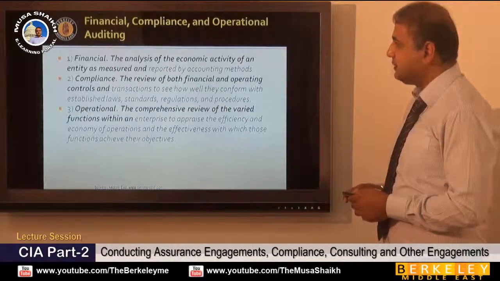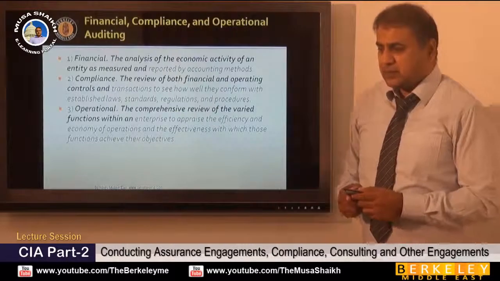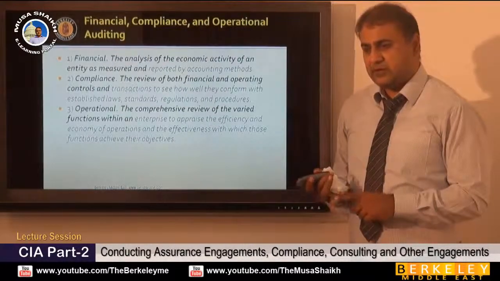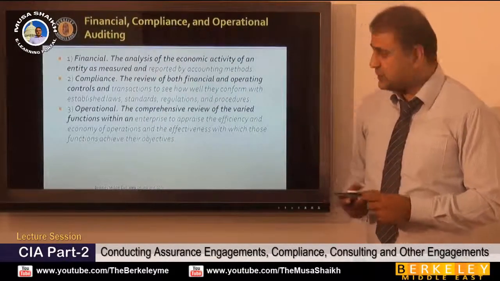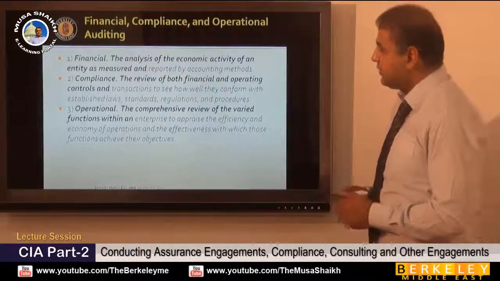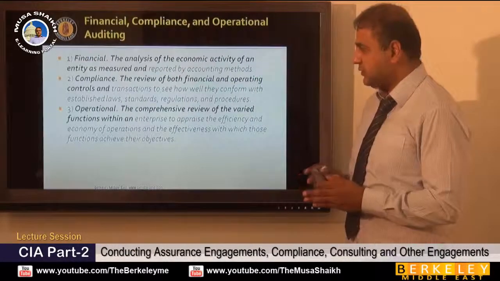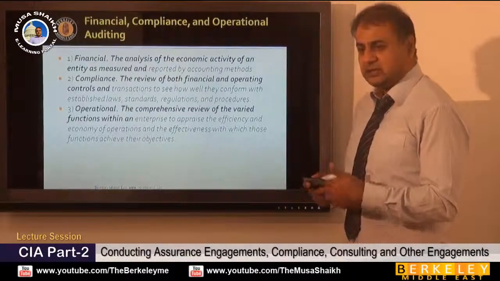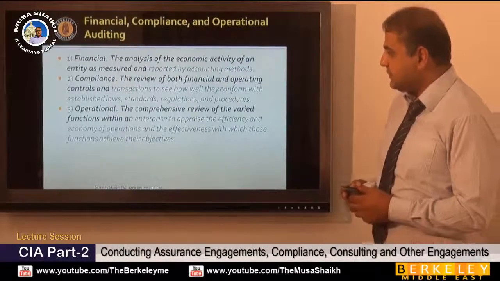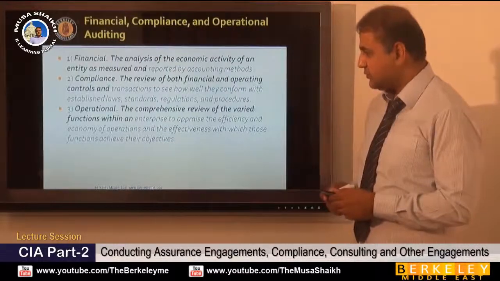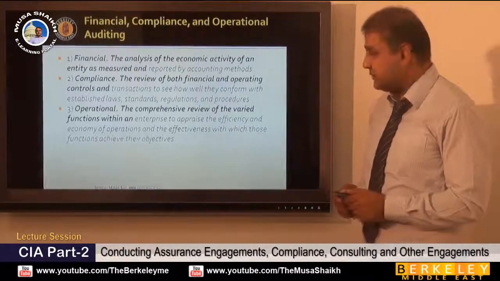Let's talk about financial, compliance and operational auditing. In fact, we have 6-7 types of auditing, which include environmental audits, quality audit, financial audit, operational audit, and non-financial audits. So financial audit is going to report on the accounting methods. Compliance is going to show your matching with certain standards, laws, regulations and procedures. And operational is the day-to-day, which is more into the efficiency and effectiveness of the organization.